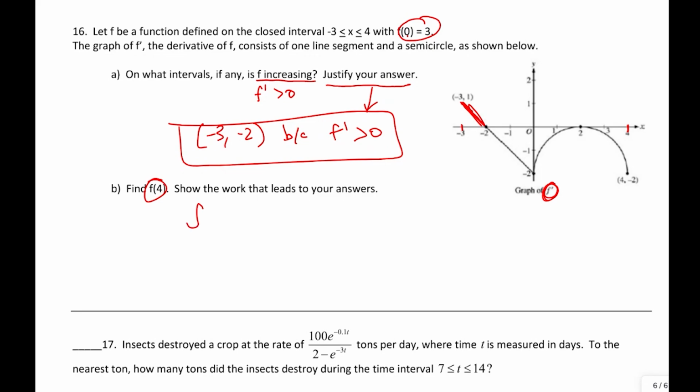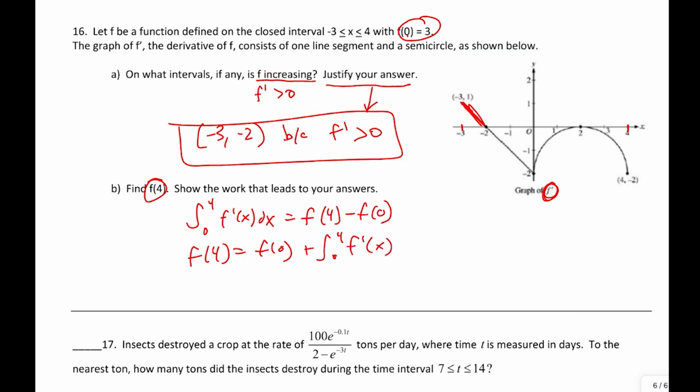The integral from 0 to 4 of f prime x dx is equal to f of 4 minus f of 0. So f of 4, which is what I'm looking for, is going to equal the area between 0 and 4 of f prime, which is what we see in the picture, plus f of 0, which is 3. So f of 0 plus that area from 0 to 4 is going to give us our answer. So f of 0 is 3, and let's start looking at the area.